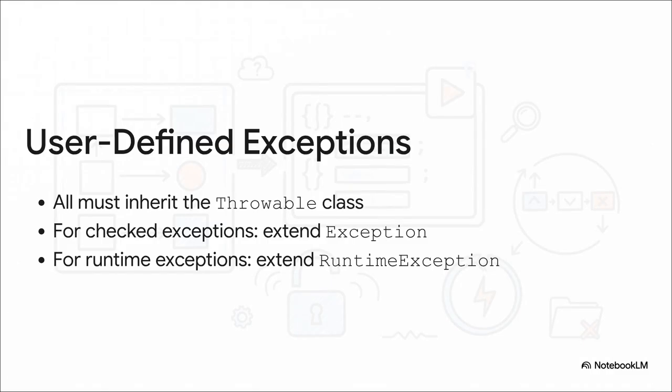What's really powerful is that you can also create your own custom exceptions for problems that are unique to your app. So, why would you do this? Well, imagine you're building a login system. You could create an invalid password exception that you throw whenever someone types in the wrong password. To do that, your custom exception just has to inherit from the throwable class. You'll extend exception for a checked one or runtime exception for a runtime one. It gives you so much more control over how your program handles errors.